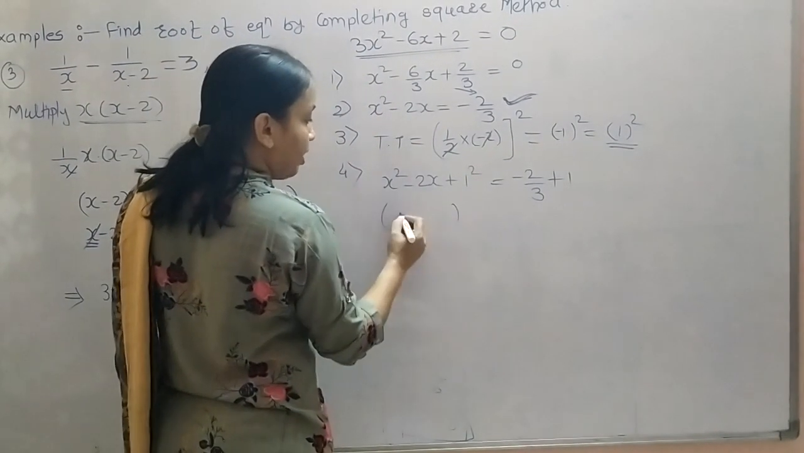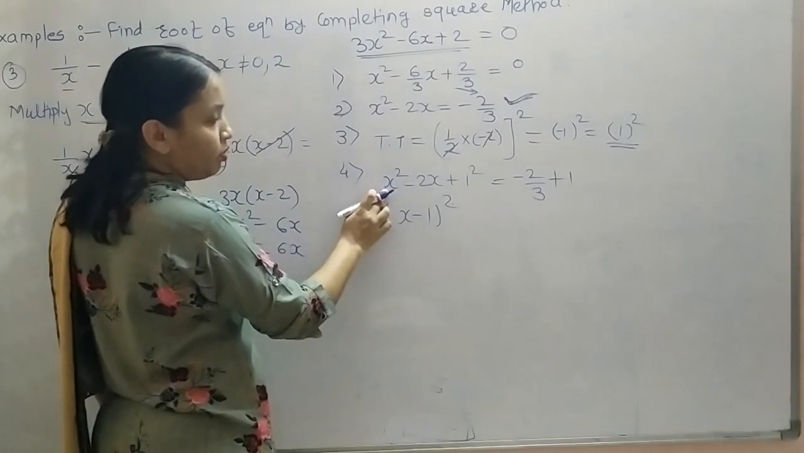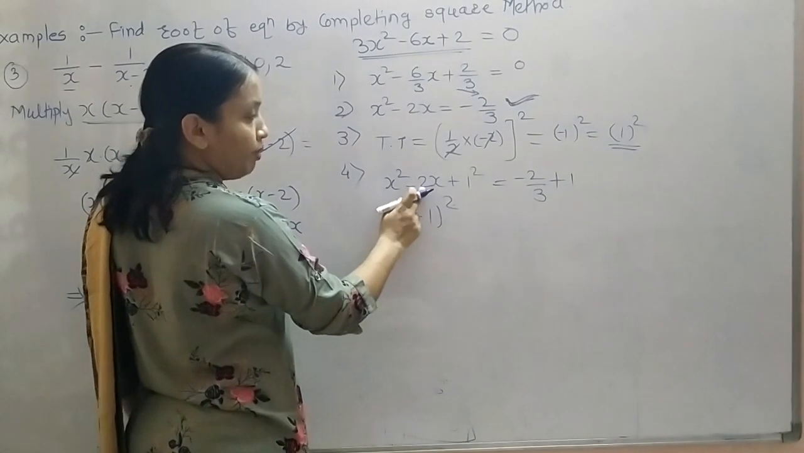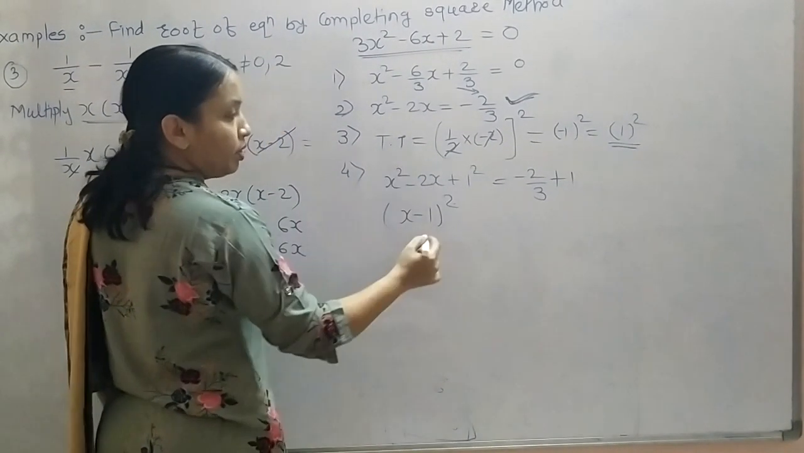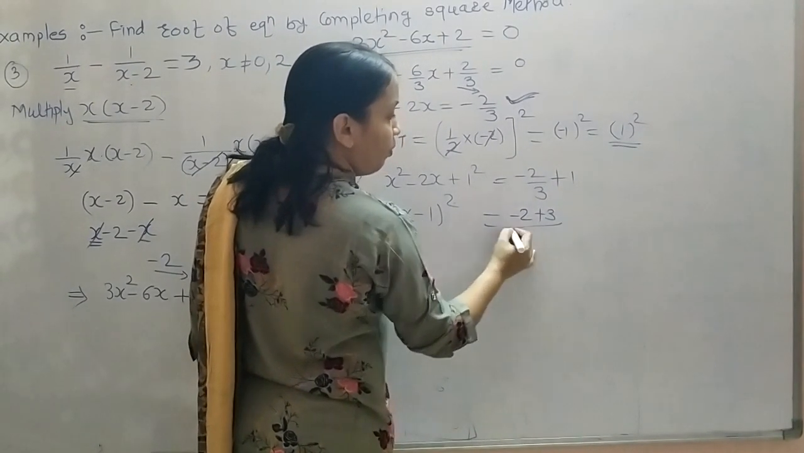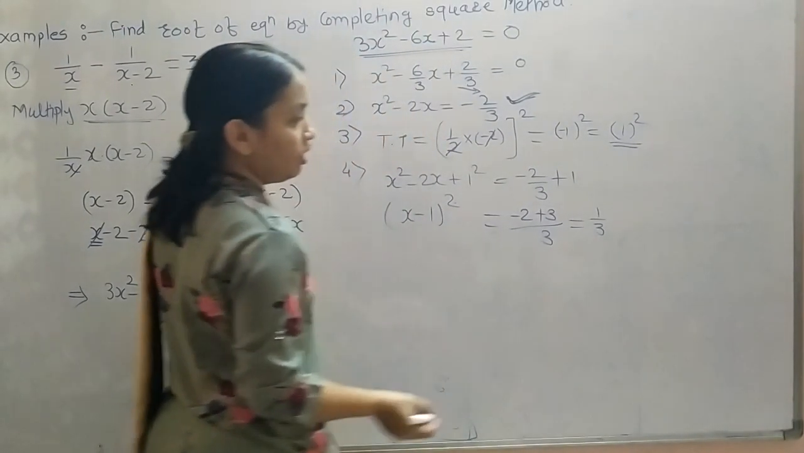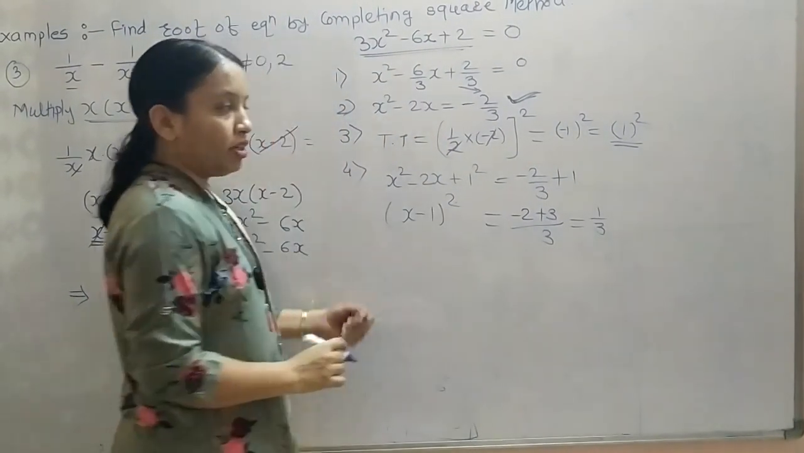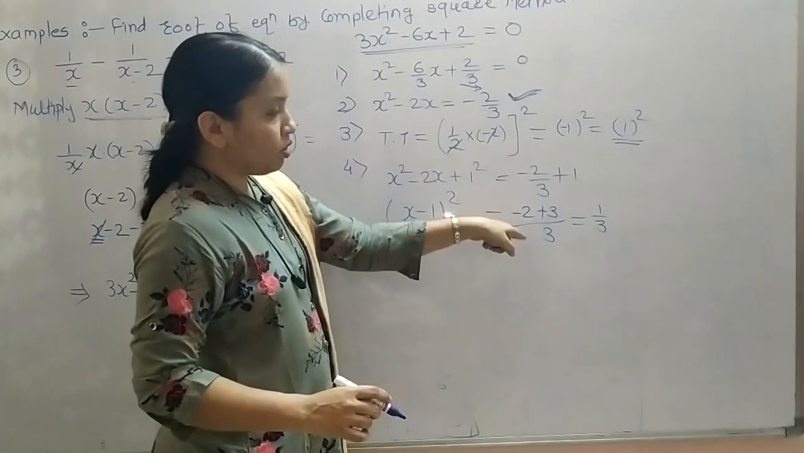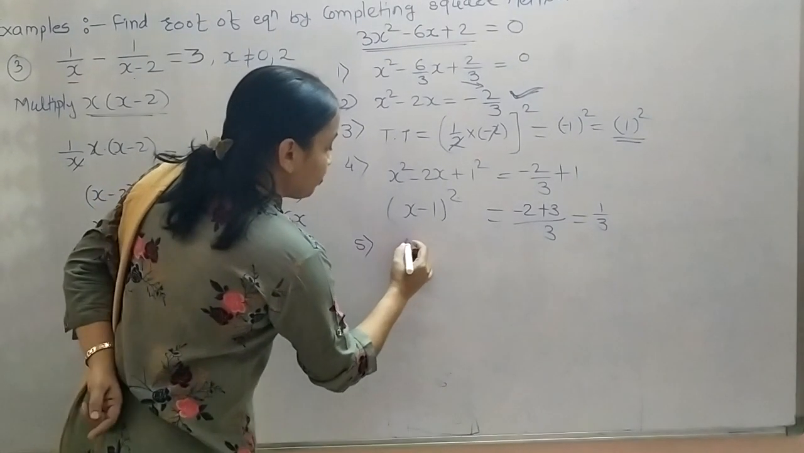Now this is the identity, you know that x minus 1 bracket square. If you simplify, you will get x square, twice ab means 2x into 1, that is minus 2x plus 1 square, 1, is equal to minus 2 plus 3 upon 3, that is 1 by 3, isn't it? You can solve by your own method also. I just did 3 into 1, 3, and plus minus 2 is equal to 1 by 3. Now what is the fifth step?